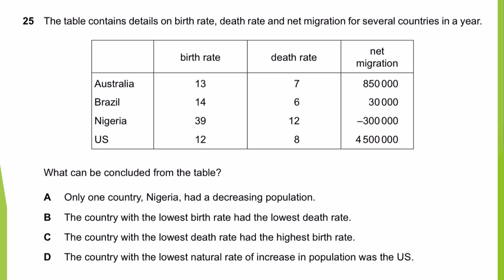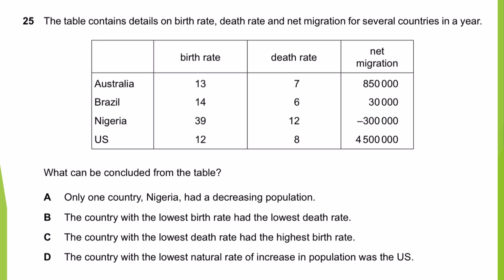25th. The table contains details on birth rate, death rate, and the net migration of several countries in a year. What could be concluded from the table? Australia, Brazil, Nigeria, and US. They have birth rate, death rate, and net migration. Okay, the first is 13, 7, and 850. Then 14, 6, and 30. Then 39, 12, and minus 300. The last one is 12, 8, and 4,500,000.